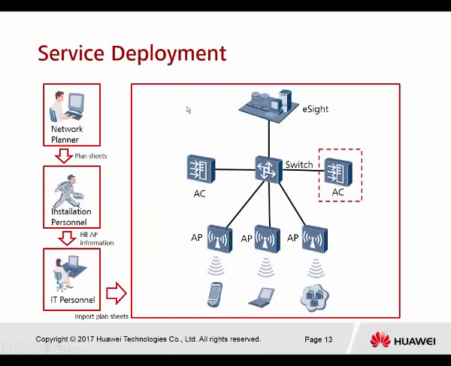So the service deployment, the network planner. So first we need to have proper network planning. Okay, plan the SIP, and then installation personnel fill in the AP information. IT personnel import the plan SIP, and now you can get a complete one. So of course eSight also has auto discovery, but you need all the devices to already be configured with an IP address and enabled with SNMP. Okay, because Huawei eSight supports discovery using SNMP or ICMP.